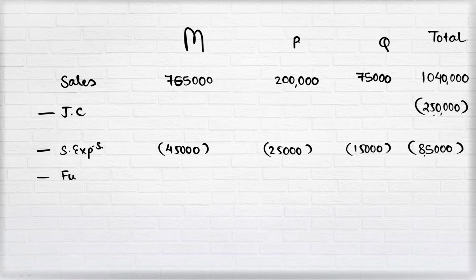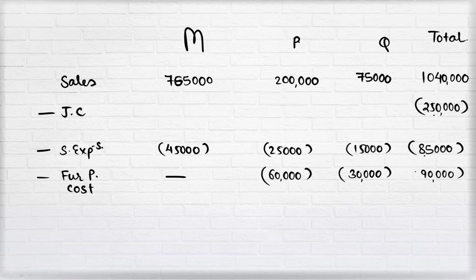Minus. What are further processing costs? Nil in M. There is no further processing cost in M. In P and Q, 60,000 and 30,000. Total 90,000. All the cost is considered? Yes. I have not apportioned joint cost, but all the costs are considered.